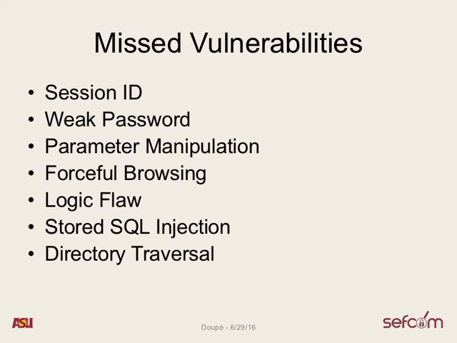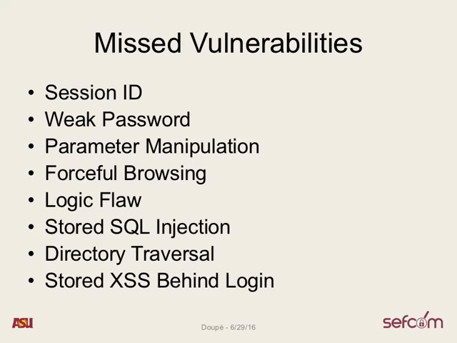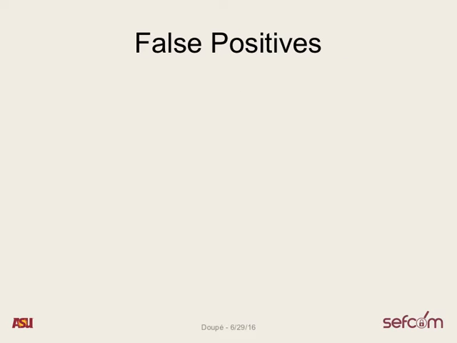Yeah, I don't know why they didn't. I think when uploading a picture, there was a directory traversal vulnerability, so they didn't find any of those. And the stored cross-site scripting behind the login, this was very strange, and they did not actually detect this. And one more other interesting thing.